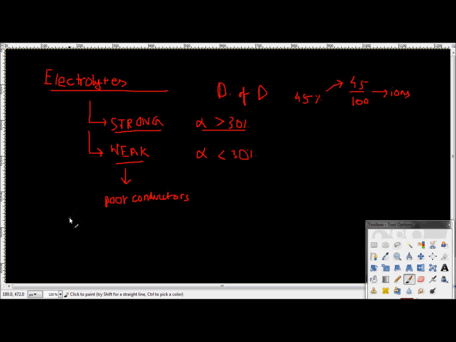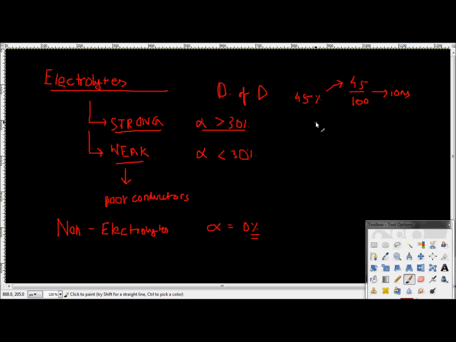Now, other than electrolytes, there are also non-electrolytes. You could guess from the word that non-electrolytes are those which have a degree of dissociation, that means alpha, equal to 0%. And I don't think I said that before, but percent is because we're talking about out of 100 molecules, how many will break up into ions. So that's why I use the percent here.